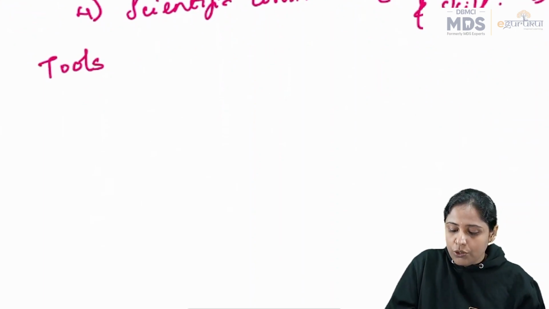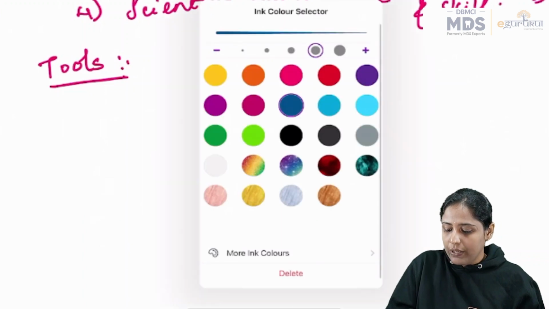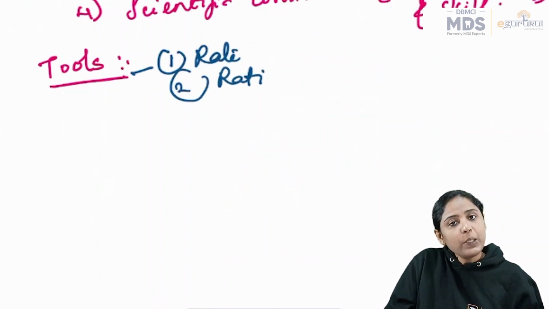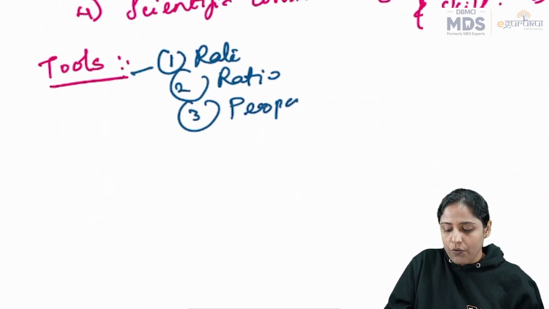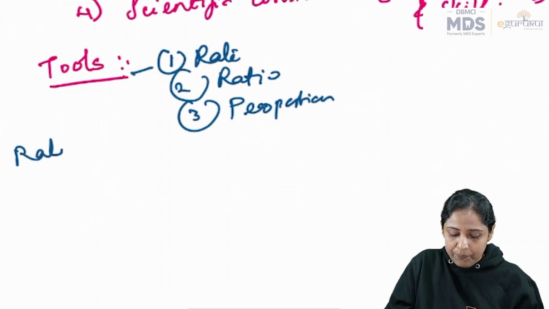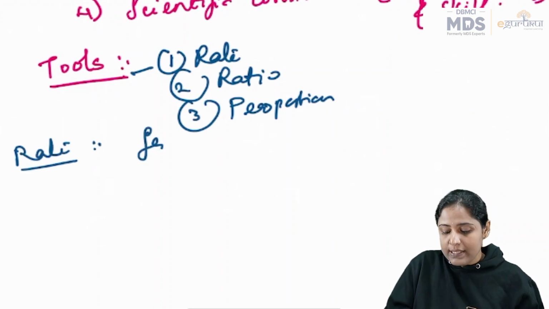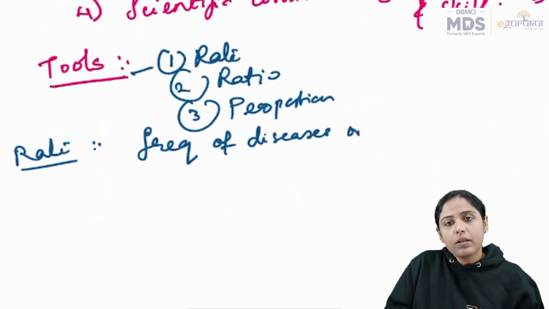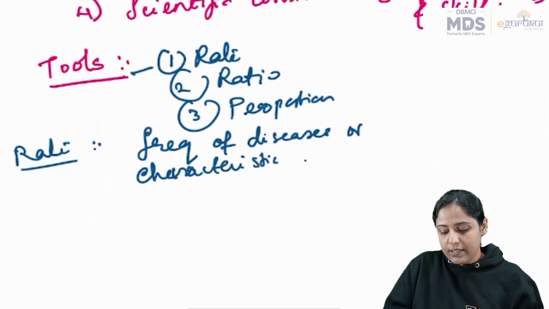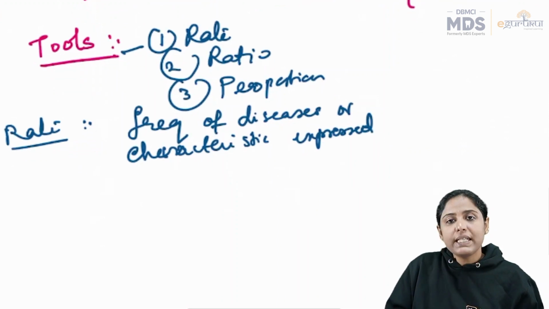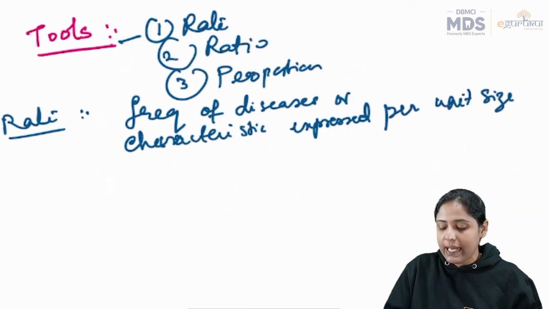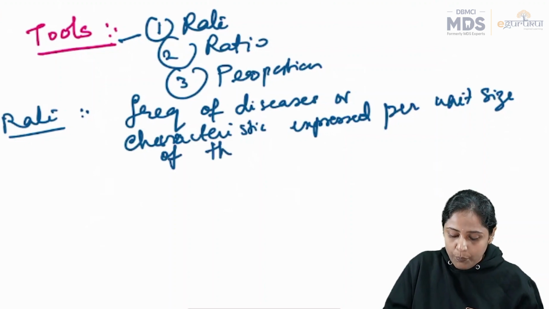Now we come to the tools of epidemiology. Rate, ratio, and proportion are the tools of epidemiology. We look into each in detail. So what is a rate? A rate is the frequency of a disease or characteristic expressed per unit size of the population.